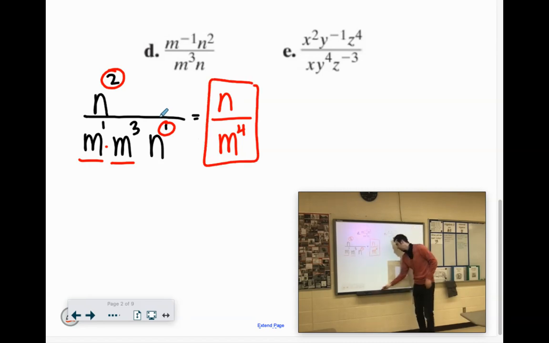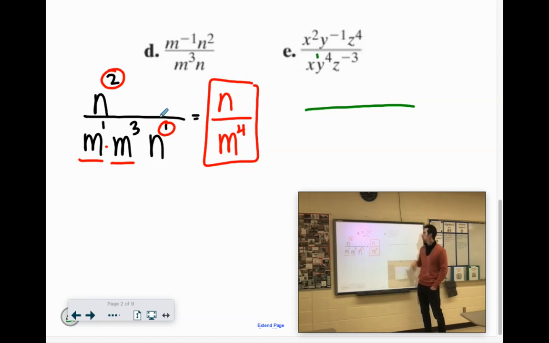All right, so this one we'll try subtracting them. So for the x's, we have 2 up top. We have 1 in the denominator. So we're going to be doing 2 minus 1 up top. Now the y's, we have negative 1 up top. We have 4 in the denominator. So there are more in the denominator. So we're going to be doing 4 minus negative 1.